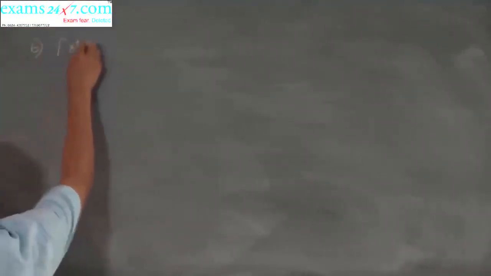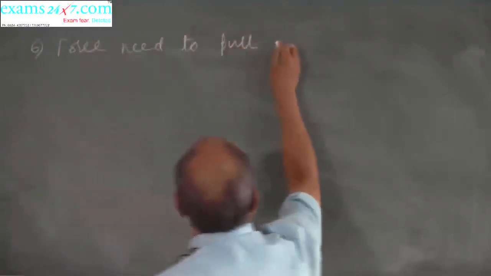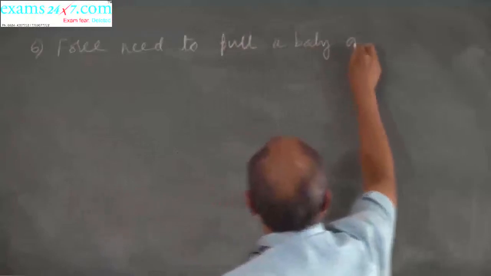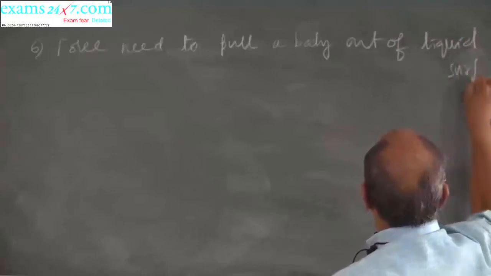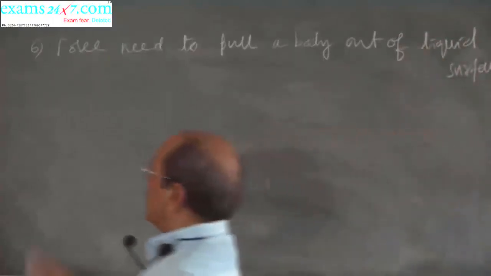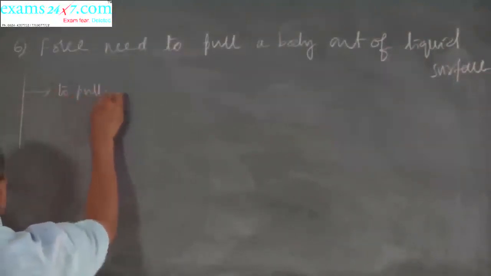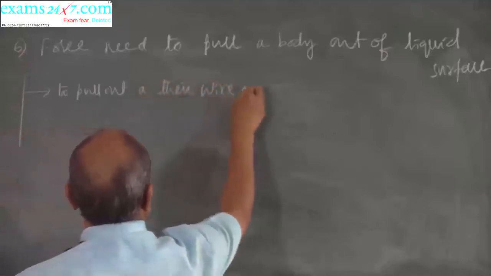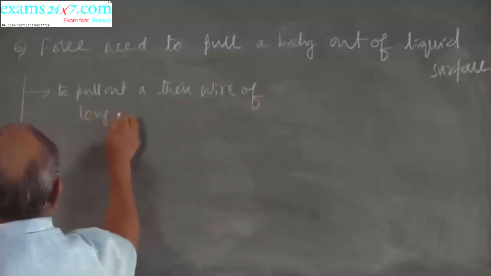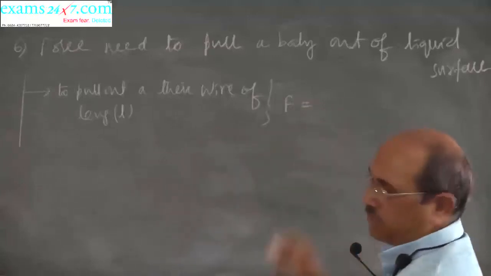And now, applications: the force needed to pull a body out of a liquid surface. Number one, to pull out a thin wire of length L, the force necessary is the force per unit length, which we take as surface tension.